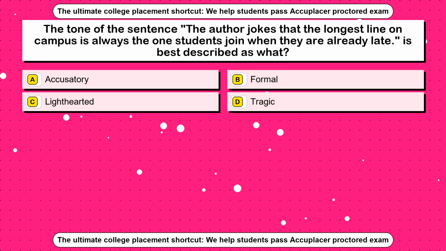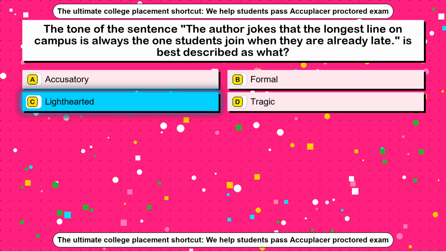Question 75. The tone of the sentence, the author jokes that the longest line on campus is always the one students join when they are already late, is best described as what? Option A, accusatory. Option B, formal. Option C, lighthearted. Option D, tragic.